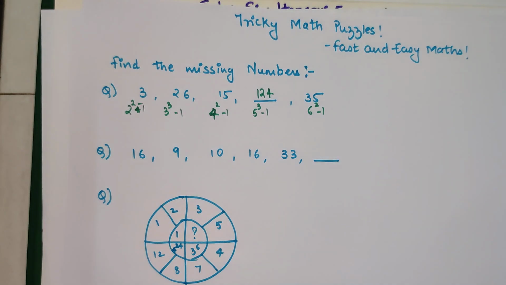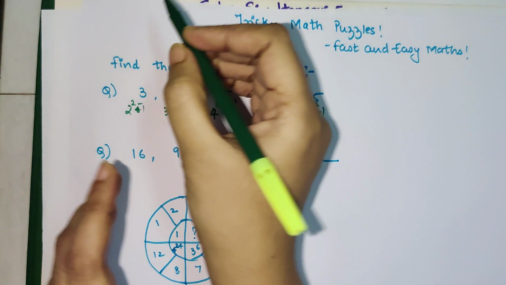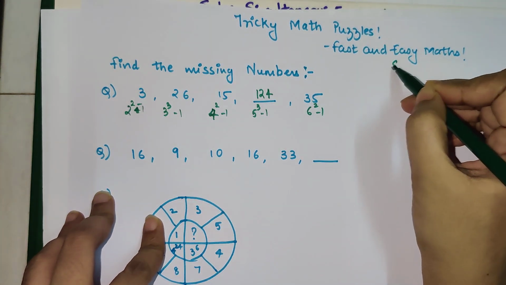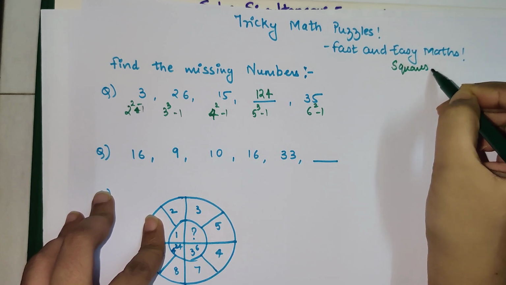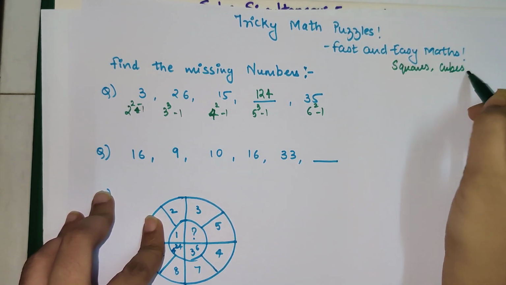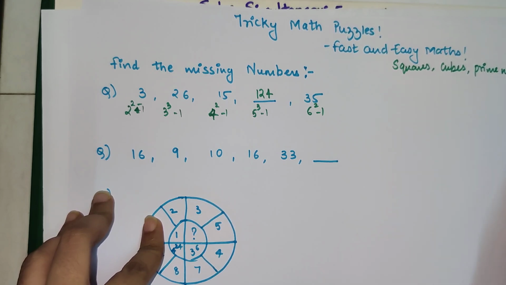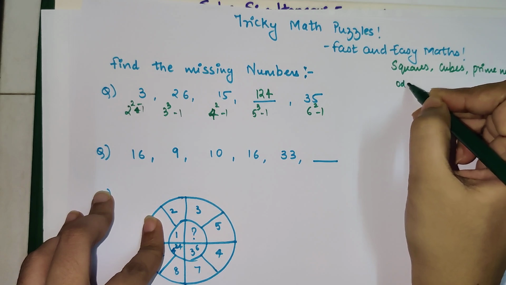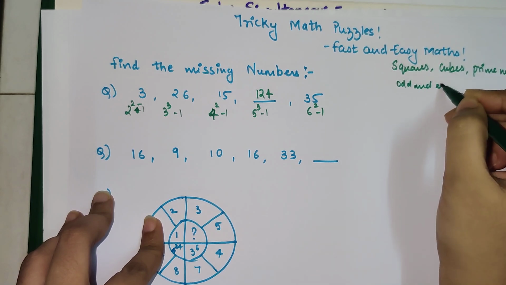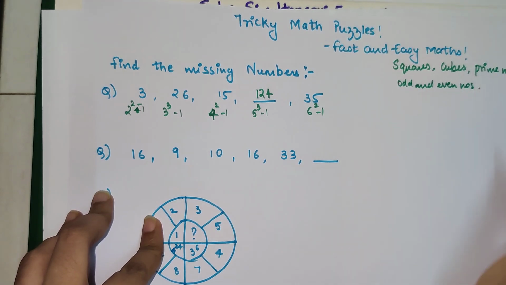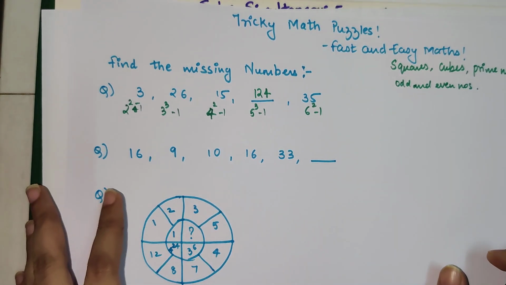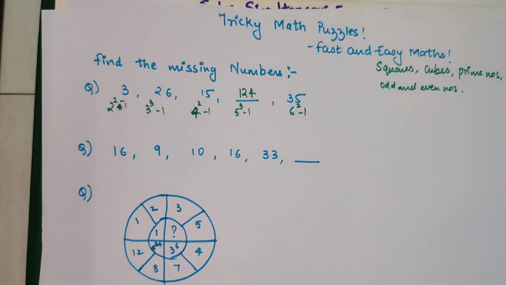Students, please understand, in order to solve these kind of questions, you need to have a very clear understanding of squares, cubes, prime numbers, and obviously odd and even numbers. I'm not even writing square roots and cube roots, because if you know squares, then just do the reverse, and you will get the answer for square roots.